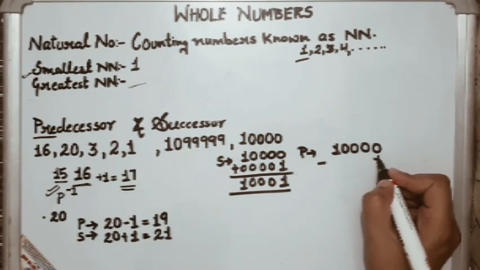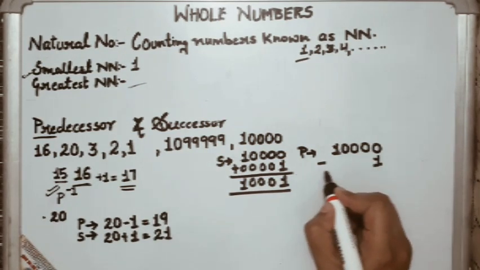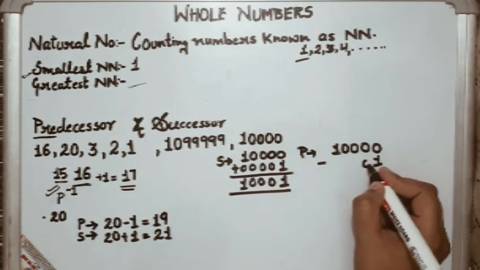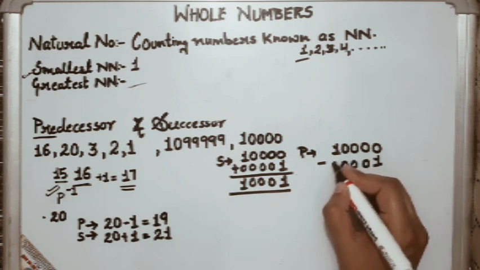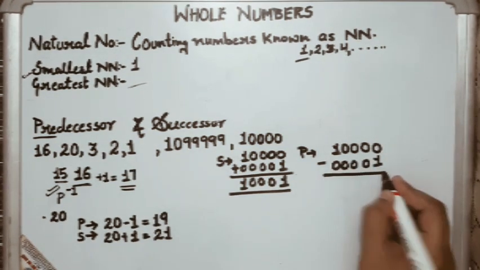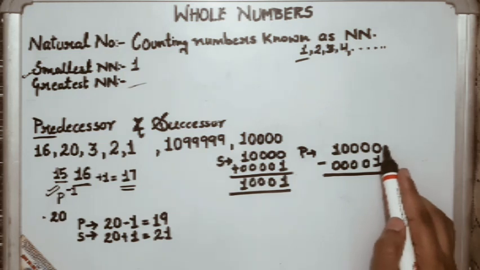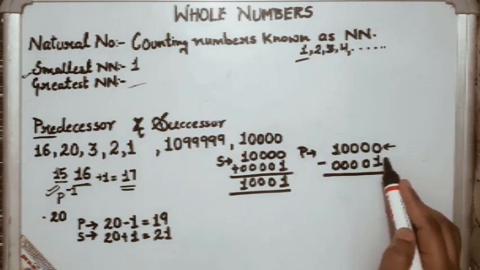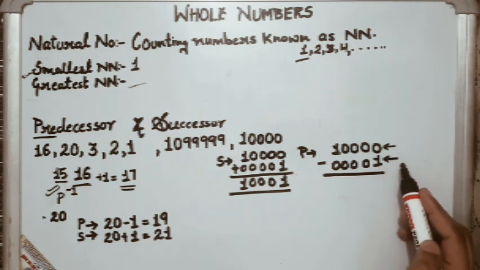Okay, 1. Now the remaining gaps will be replaced with 0. Now you see the above number is smaller than the below number. Then what you have to do?